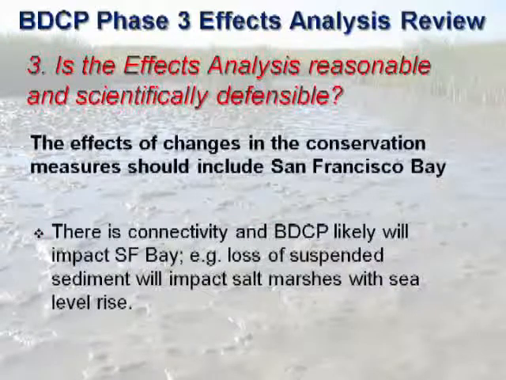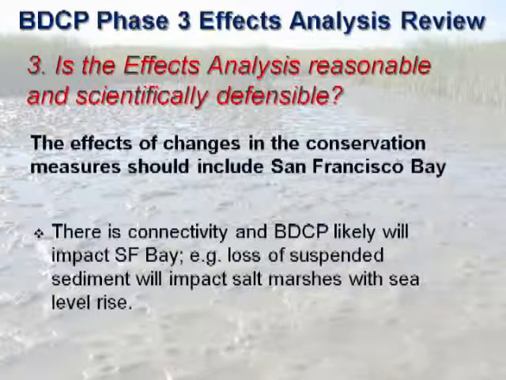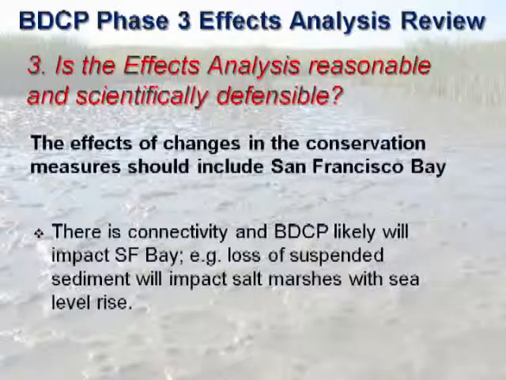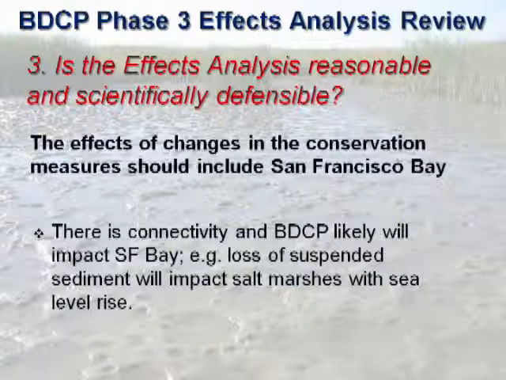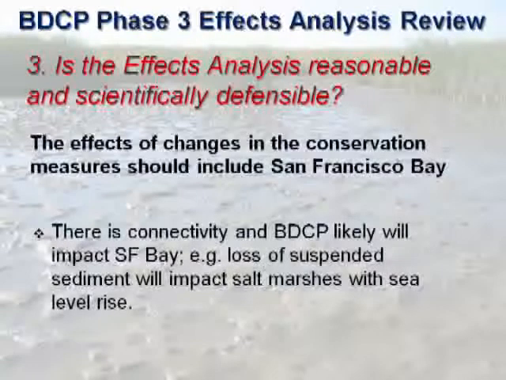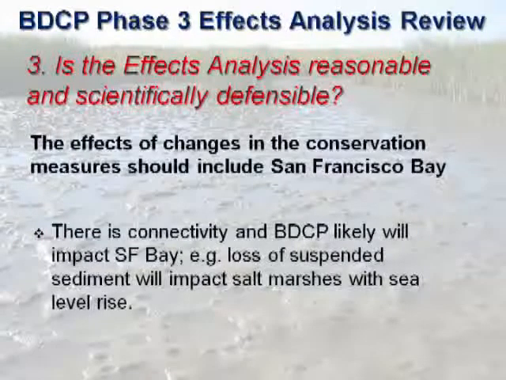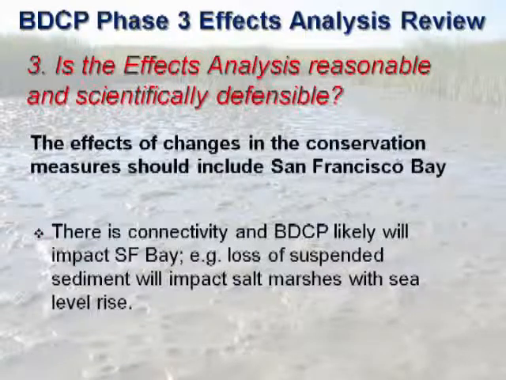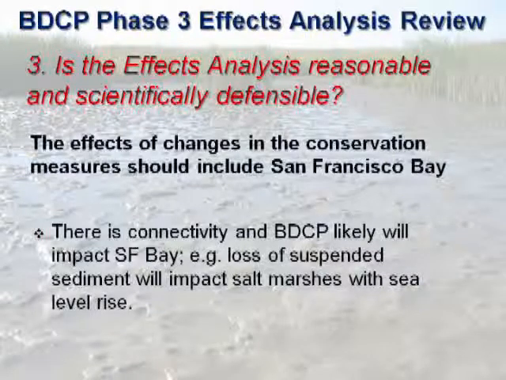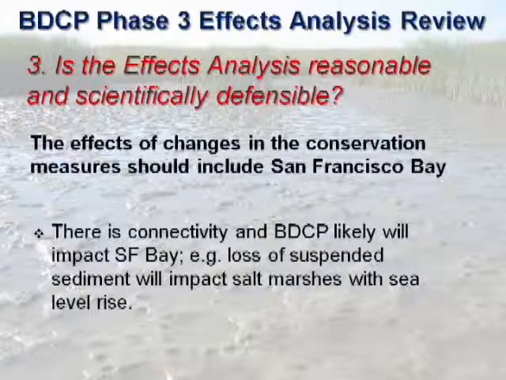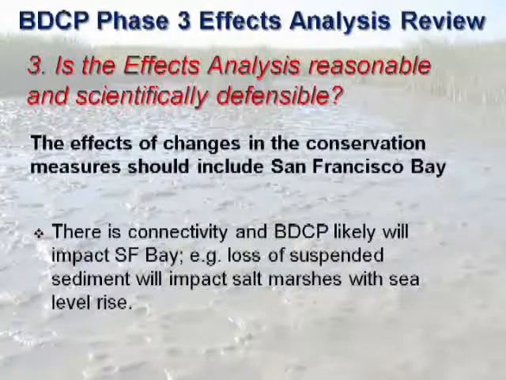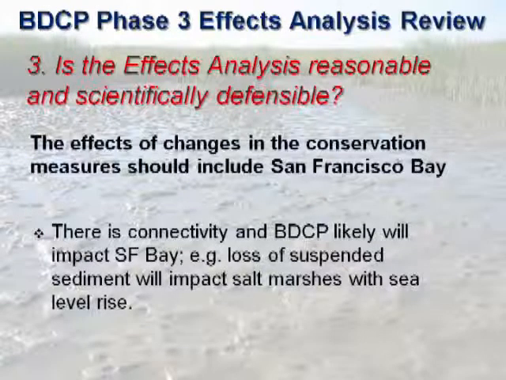I think the panel overall feels that the effects of changes to the conservation measures should include San Francisco Bay. The reality is there is connectivity, and the BDCP likely will have impacts downstream, particularly loss of suspended sediments, and that impact to salt marsh in the face of sea level rise. And it sounds like that's something that's going to be more fully developed, or at least the justification for not including that. At this time, we feel like that should be included.